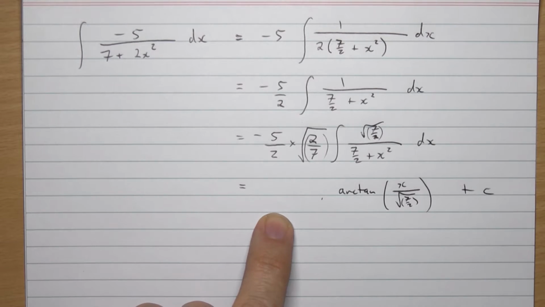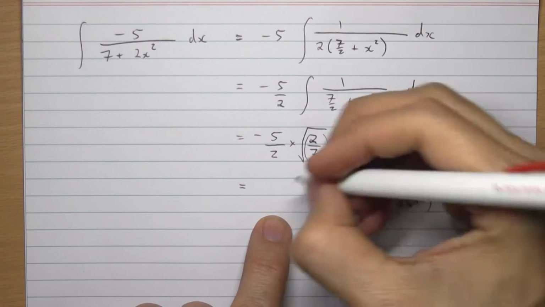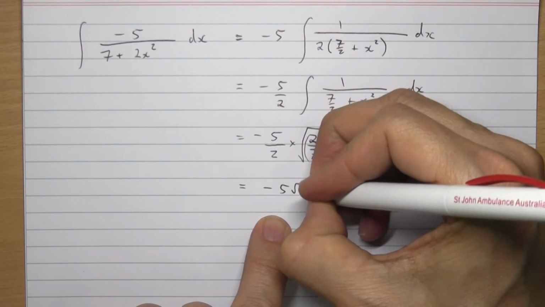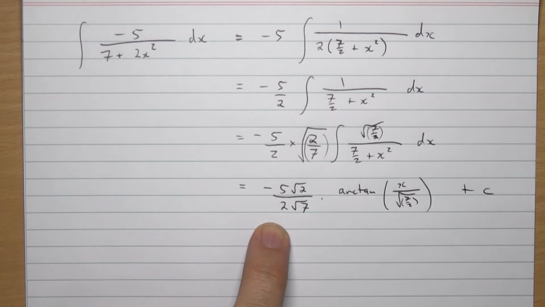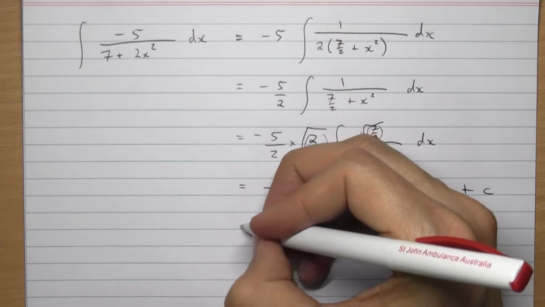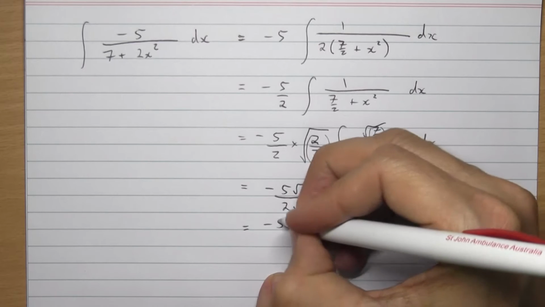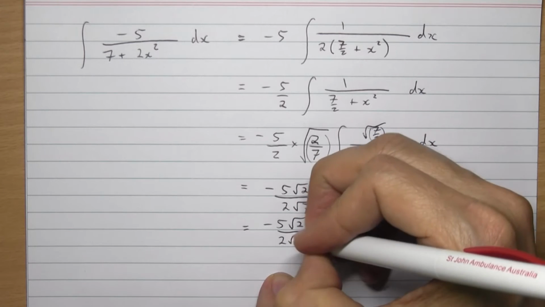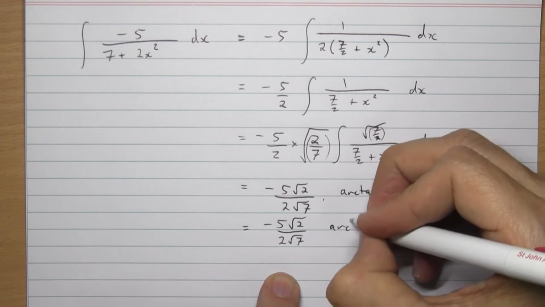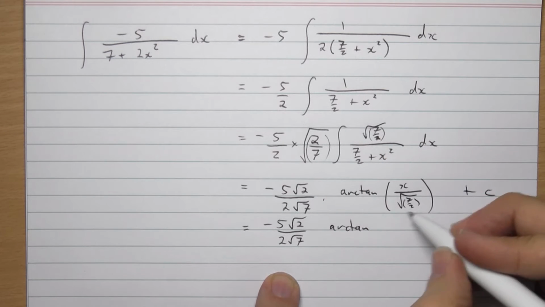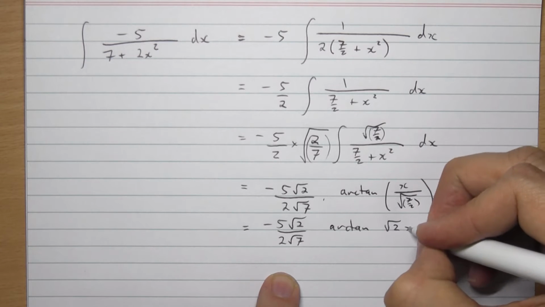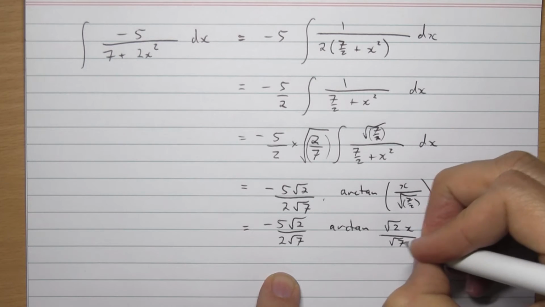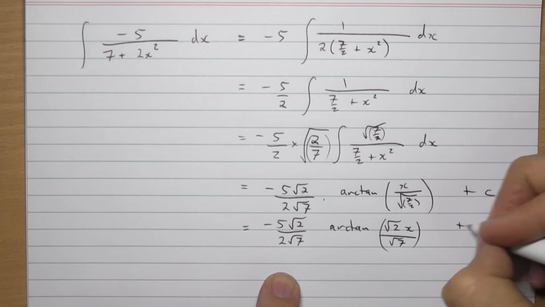It's going to be plus a constant. Now what's this? Well, I can write it as minus 5 root 2 over 2 root 7. I can simplify this a little as well. Minus 5 root 2 over 2 root 7 times arctan. Now this is dividing by a fraction, so it's going to be root 2x over root 7 plus constant.